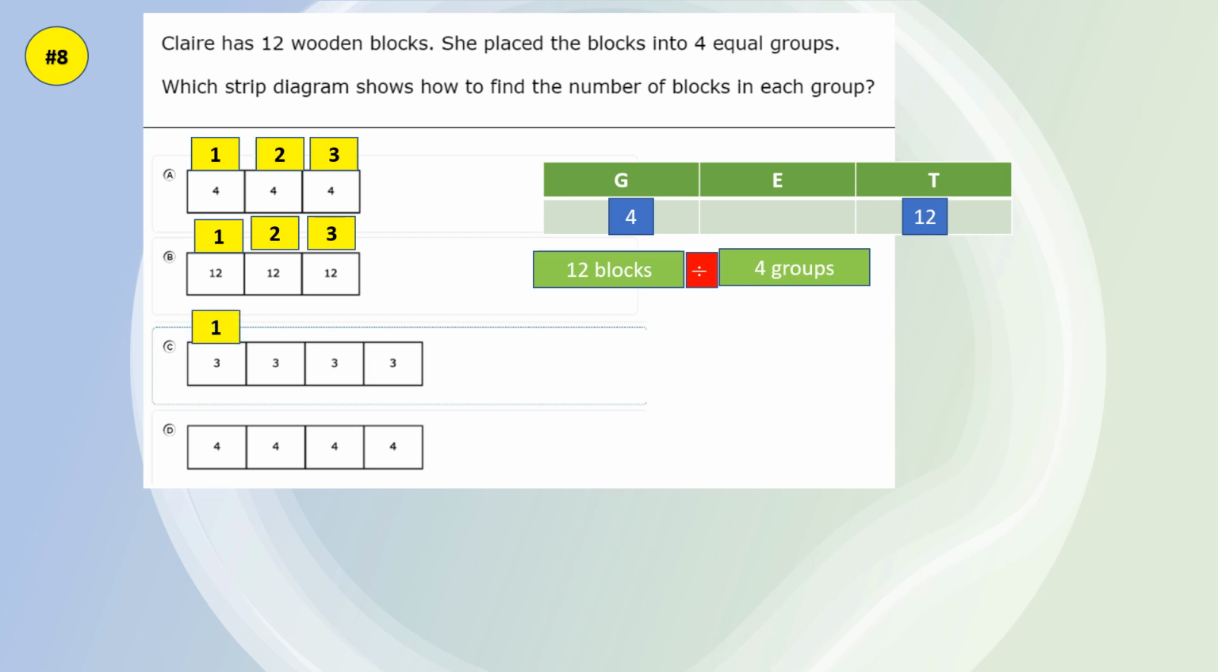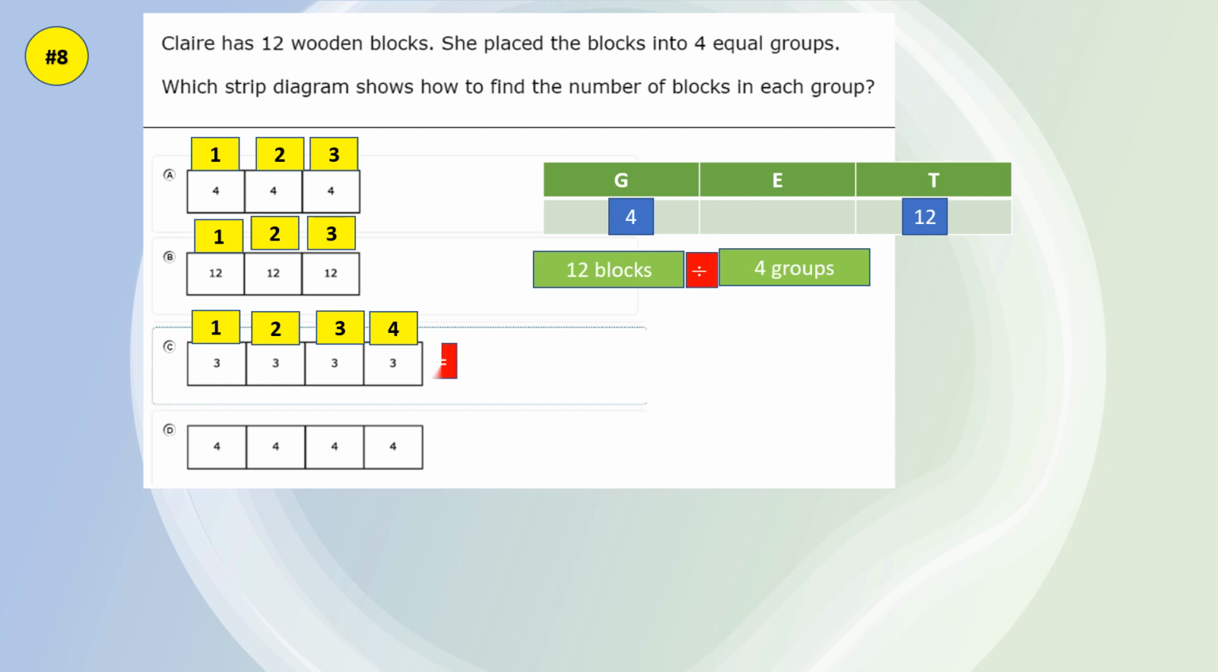I have 1 group, 2 groups, 3 groups, 4 groups. Now I have to figure out if this is 12 blocks. So I have to add up these 3's to see if that's 12. Because if that's 12 blocks in 4 groups, then I have my answer. So what's 3 plus 3? 6. Plus 3 more is 7, 8, 9, right? Plus 3 more is 10, 11, 12. That's 12 blocks divided by 4 groups.